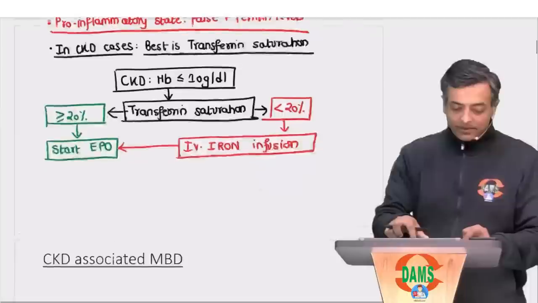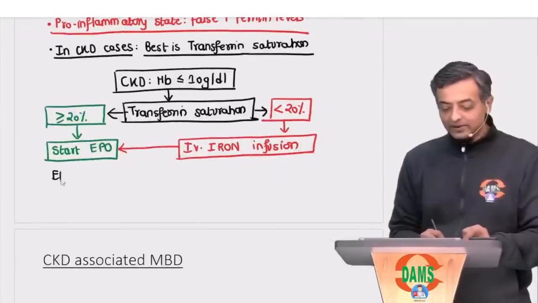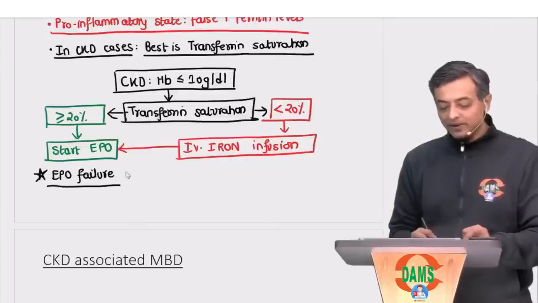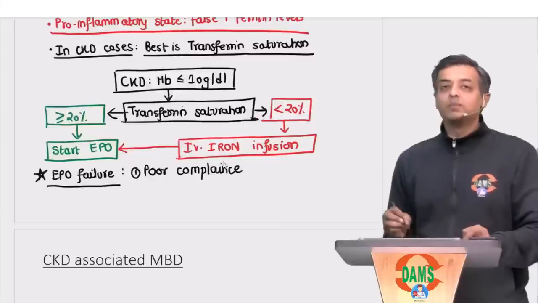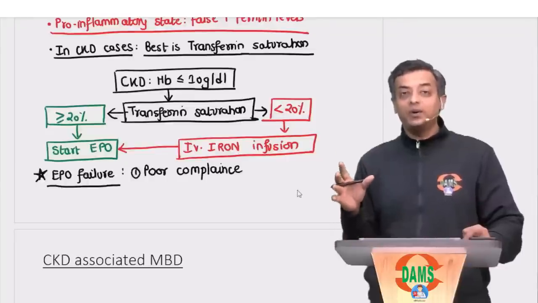Okay, so quickly help me. What are the causes of erythropoietin failure? Come on, enumerate for me. The most common cause in our country is poor compliance, because our patients are over smart.